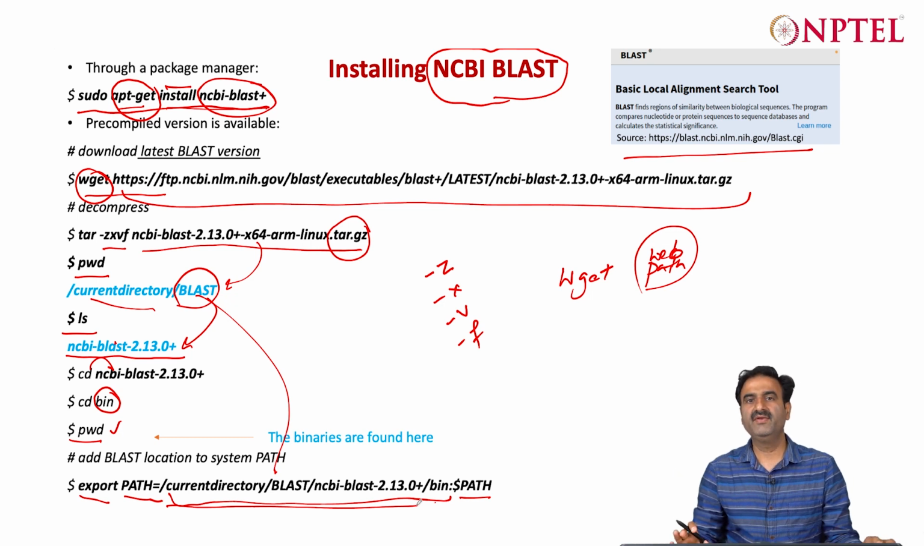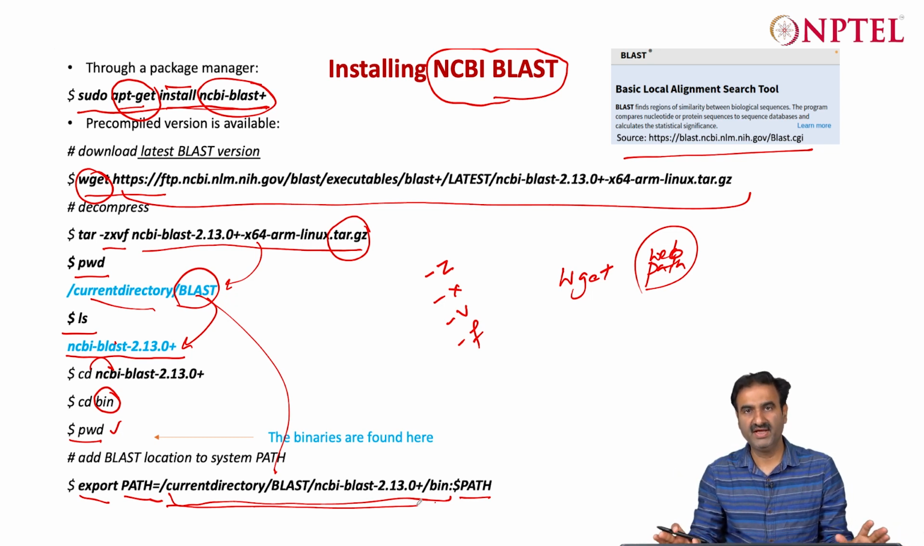That means BLAST is now available: all the binaries or executables of BLAST, or programs that come with BLAST. It could be BLAST P, BLAST N, or basically protein BLAST or nucleotide BLAST. You can run them from anywhere in your system.